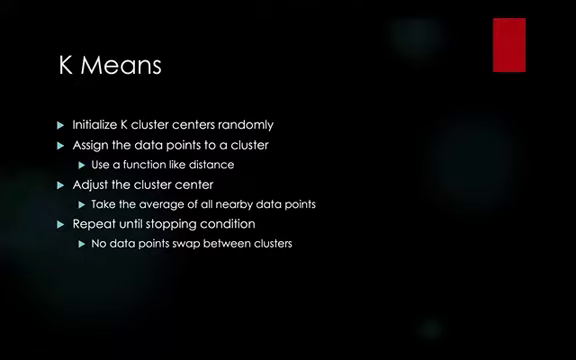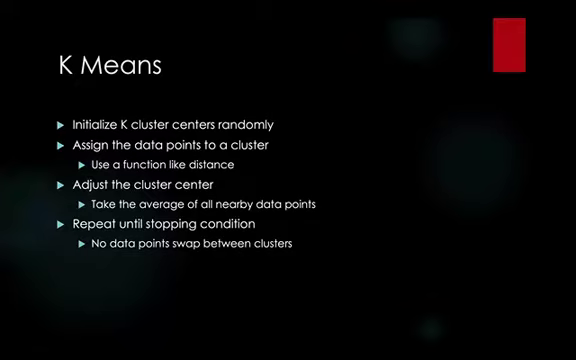And then once we assign each data point to a cluster via a function, which is usually a distance, we readjust the cluster centers to try and converge to a solution. When we readjust the cluster centers, oftentimes we just take the average of all the nearby data points, and we just repeat this process until we reach a stopping condition.